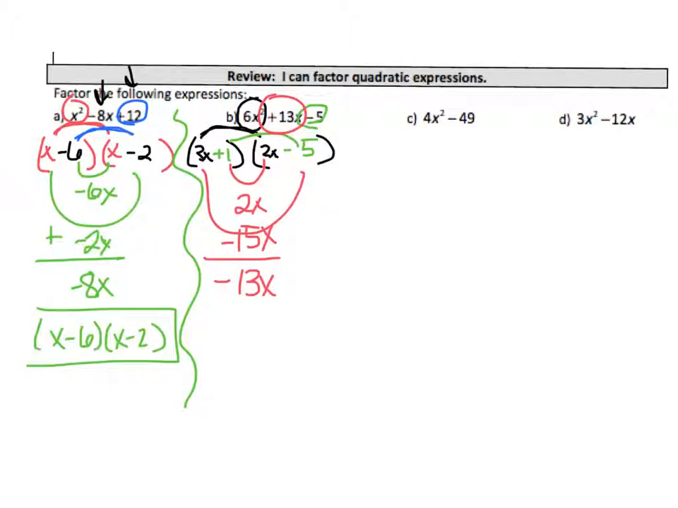So when that happens, all you got to do is change the signs on those green numbers, the 1 and the 5, because I have the same number but wrong sign. So all I'm going to do is turn this to be a positive and this to be a negative. So now I'm going to get a negative 2x and a positive 15x, which will give me a positive 13x when I add them together. So my answer is going to be 3x minus 1 and 2x plus 5.